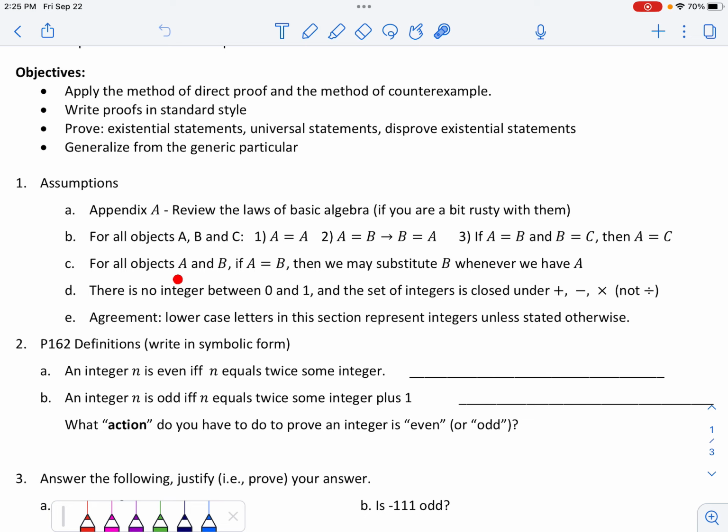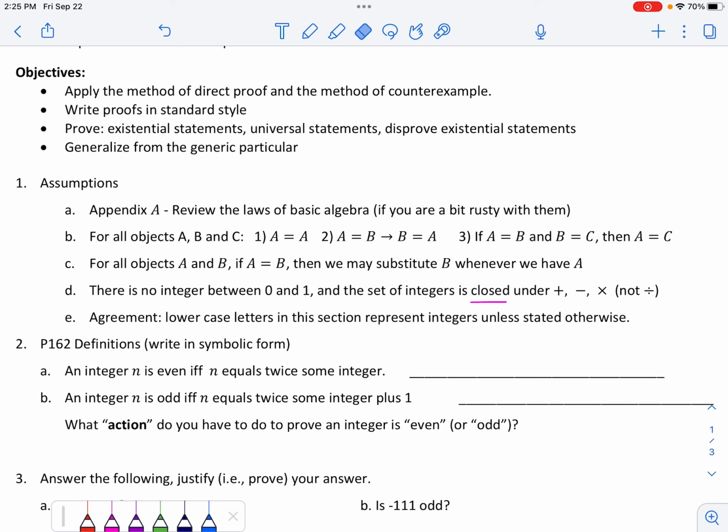For all objects A and B, if A equals B, then we may substitute B whenever we have A. So substitution is allowed. That's quite intuitive. The next one is that there's no integer between 0 and 1. The set of integers is closed under addition, subtraction, and multiplication. What does that mean? The first part is pretty straightforward: we assume no other integers between 0 and 1.